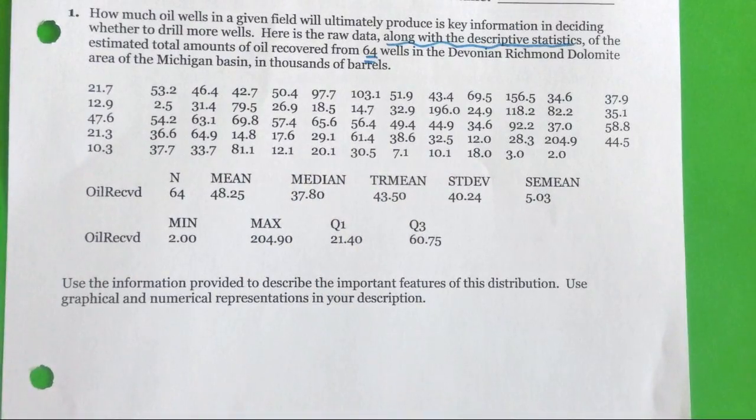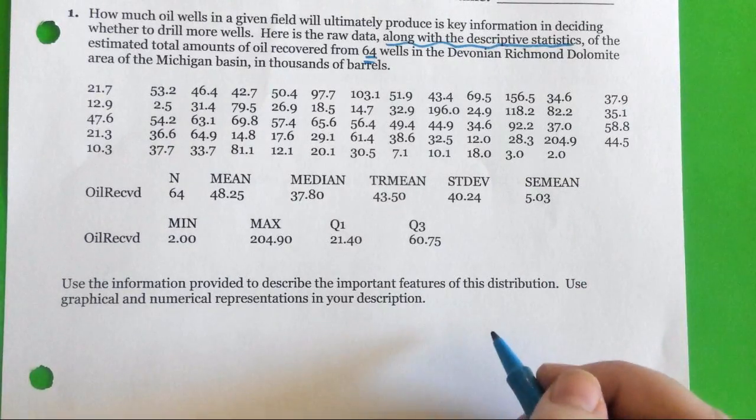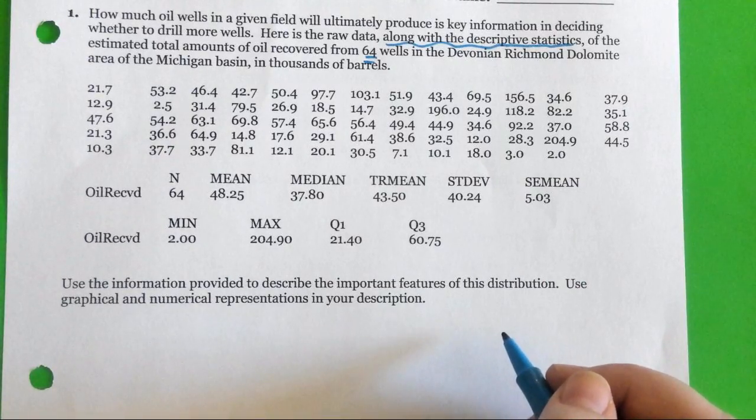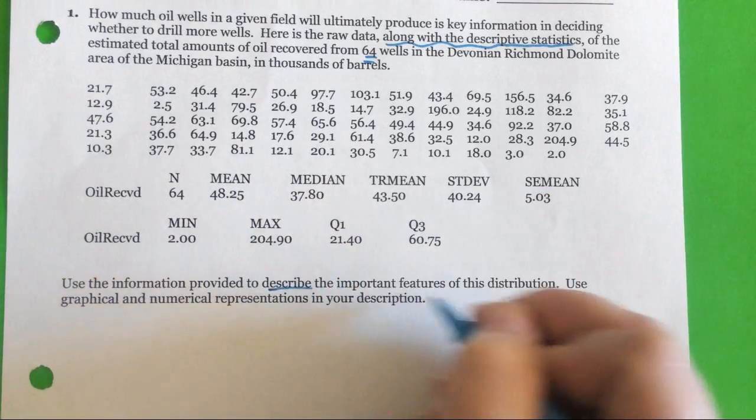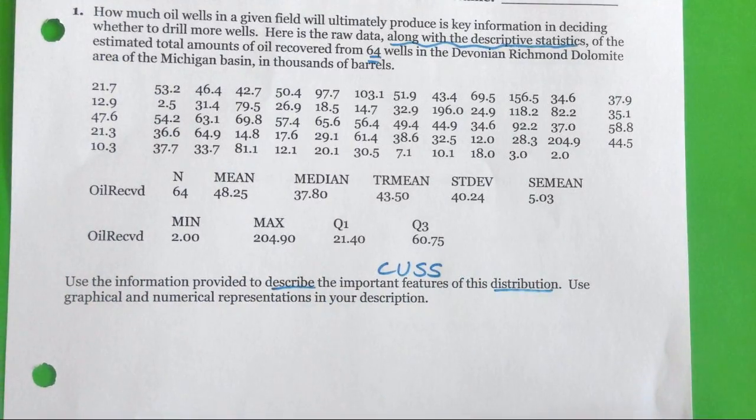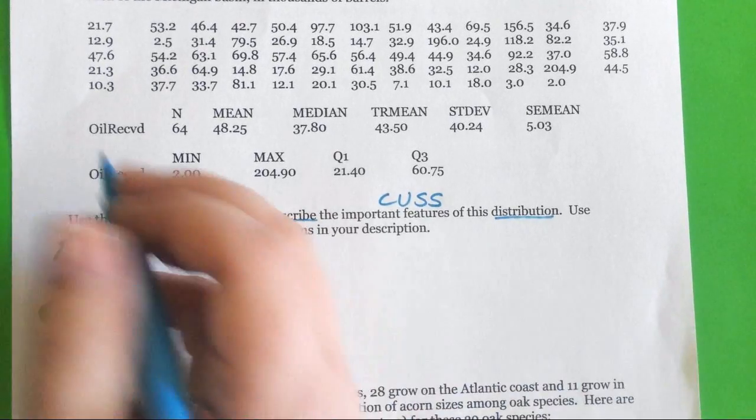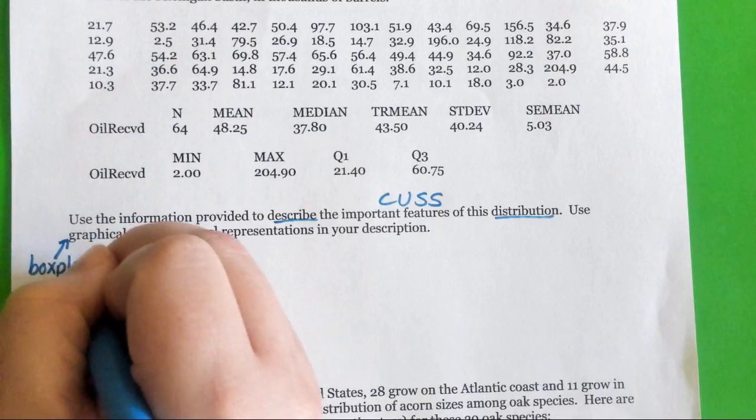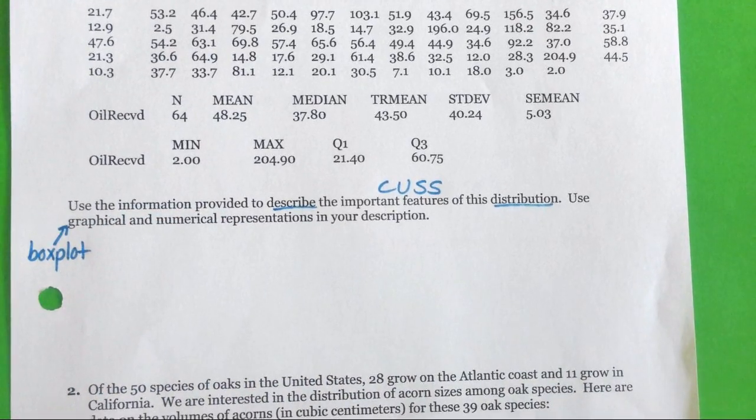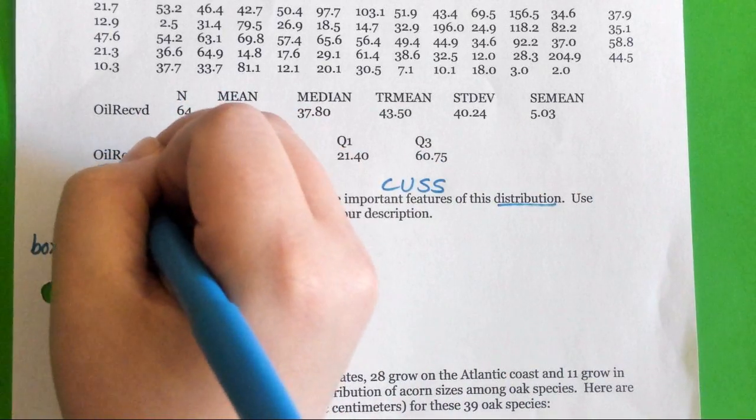And then we get to our question, and it says, use the information provided to describe the important features of the distribution. What does that mean we need to do? Cuss. Describe, and the distribution immediately tells me I need to cuss. It says, use the graphical and numerical representations in your description. So if it says use graphical, what kind of graphical can you and I make easily and quickly? Box plot. It would be fastest for us to make a box plot. Why can we make a box plot so quickly? Because we have the minimum, Q1, median. We've got that 5-number summary.